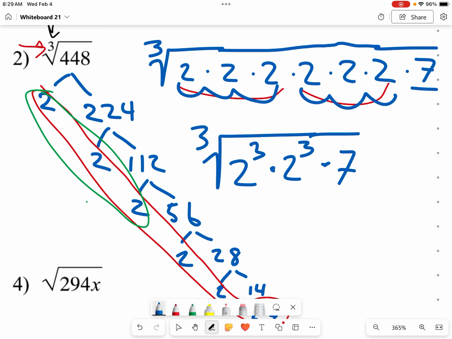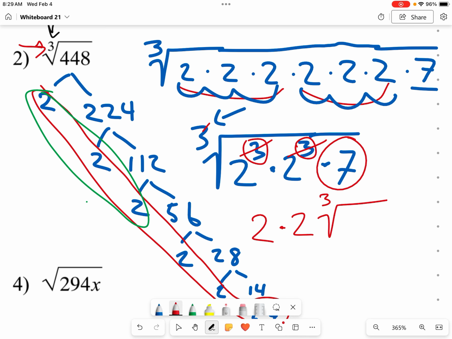So in order to come out of a cube root, we need to have a cube here. So these would simplify out with this one here, and this would be 2 out times 2 times our cube root of 7, because it cannot come out. You need to have 3 buddies in order to come out. So then we do 2 times 2 is 4, and we're left with 4 cube root 7.